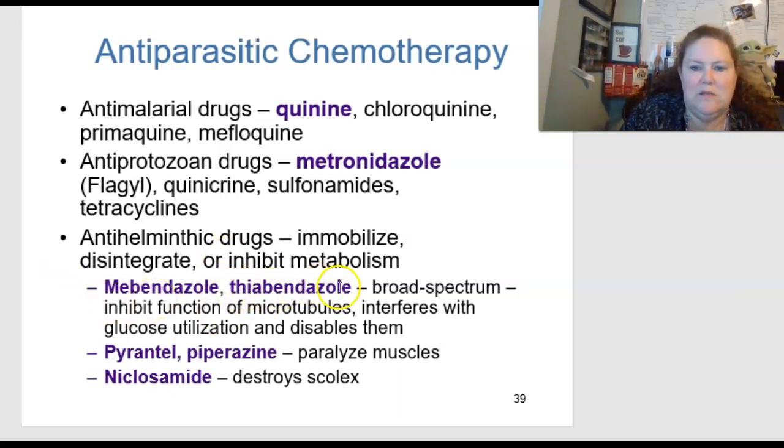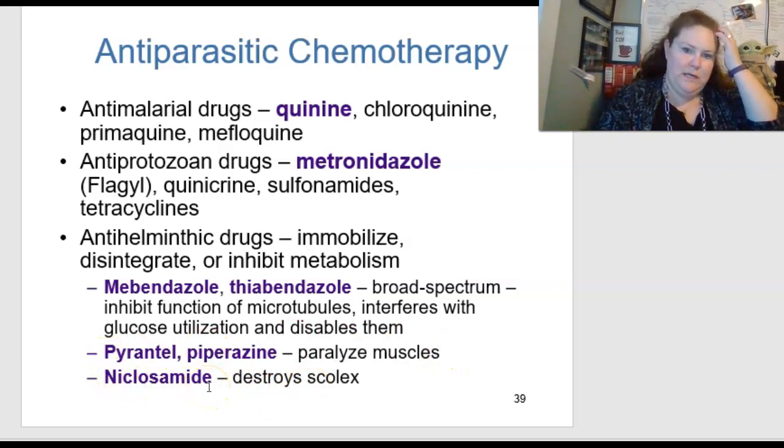Mebendazole, thiabendazole, and these would be the broad spectrum that are going to inhibit the function of the microtubules. They're going to interfere with glucose utilization and disable them. We also have the pyrantel, and these can paralyze the muscles. They also have the niclosamide, and this can destroy the scolex. Okay.